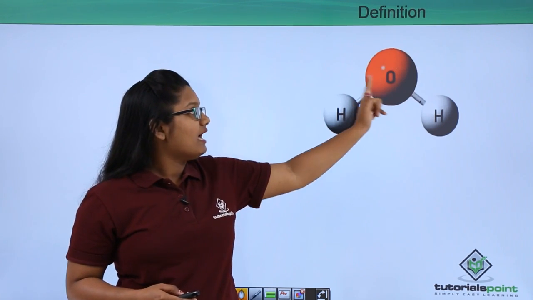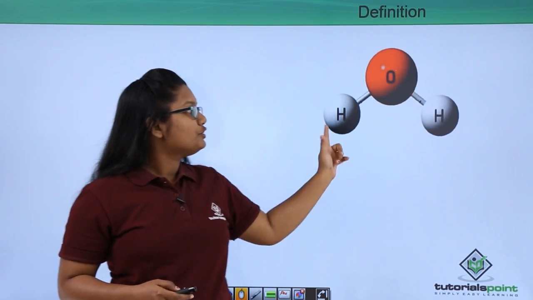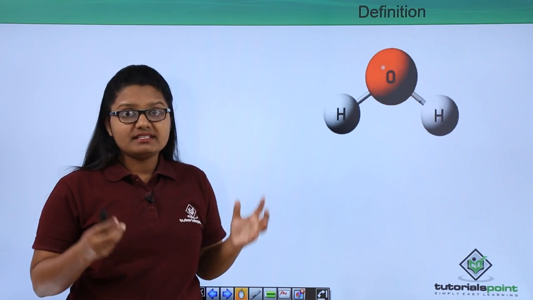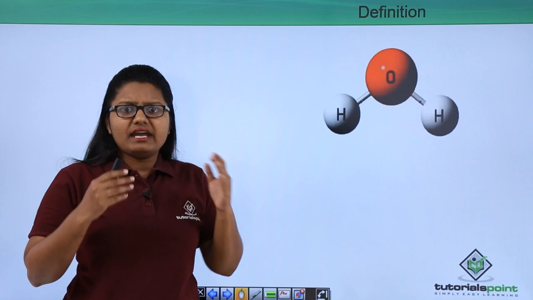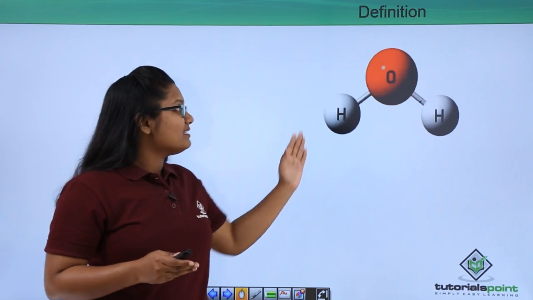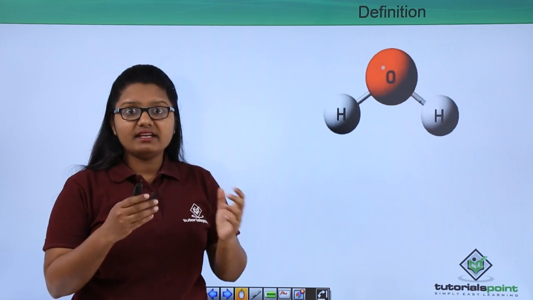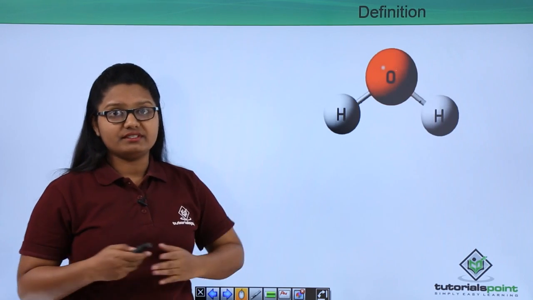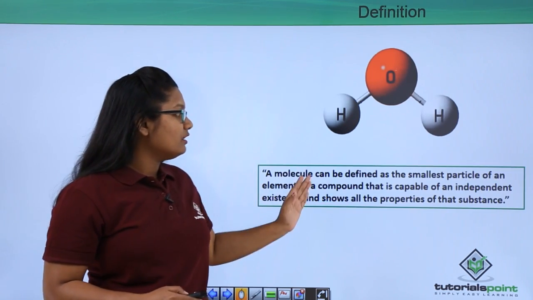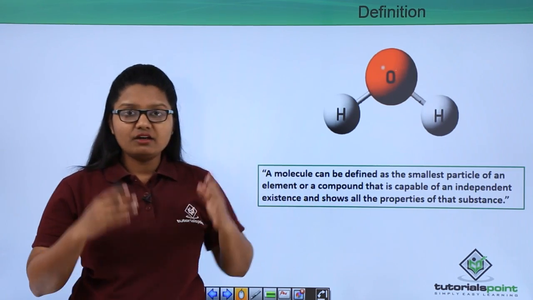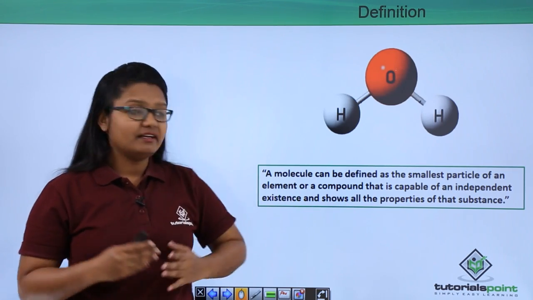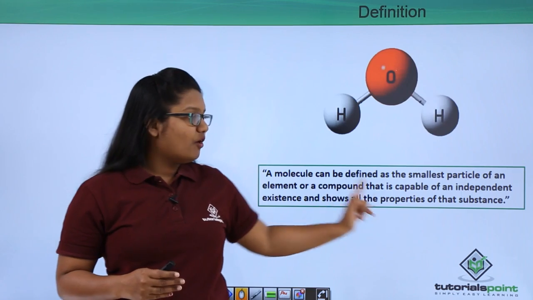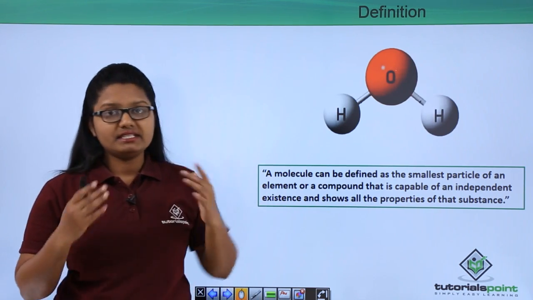Now a water molecule has one oxygen atom and two hydrogen atoms which are sticking together to each other with attractive forces. Now any molecule has two or more atoms which are sticking together with attracting forces. So we define a molecule as the smallest particle of an element or a compound that is capable of an independent existence and shows all the properties of that particular substance.